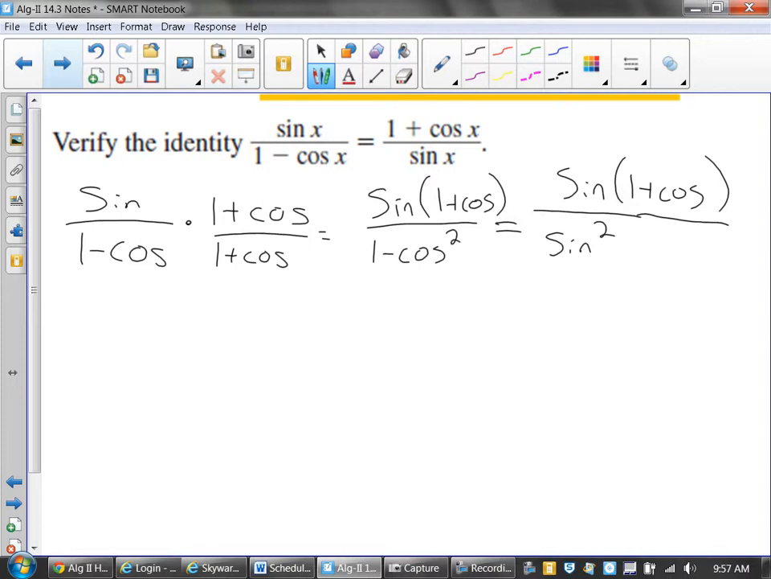Again, do I need to distribute that? Exactly. If I distributed that, I would be okay, but I'd have to do a little bit more work later on. By leaving it, noticing that I have a sine in the numerator and a sine squared in the denominator, and I'm done. I get 1 plus cosine over sine.